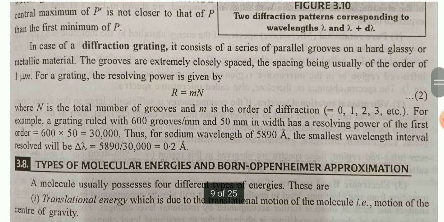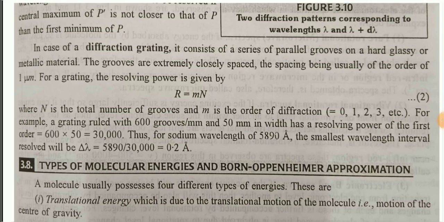In case of a diffraction grating, it consists of a series of parallel grooves on a hard glassy or metallic material. The grooves are extremely closely spaced, the spacing being usually of the order of 1 μm. For a grating, the resolving power is given by R is equal to mN, where capital N is the total number of grooves and small m is the order of diffraction. For example, a grating ruled with 600 grooves per mm and 50 mm in width has a resolving power in the first order equal to 600 into 50, which is equal to 30,000. Thus, for sodium wavelength of 5,890 Angstrom, the smallest wavelength interval resolved will be delta lambda is equal to 5,890 upon 30,000, which is equal to 0.2 Angstrom.